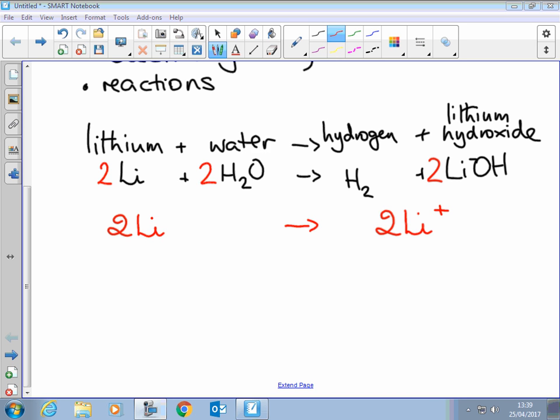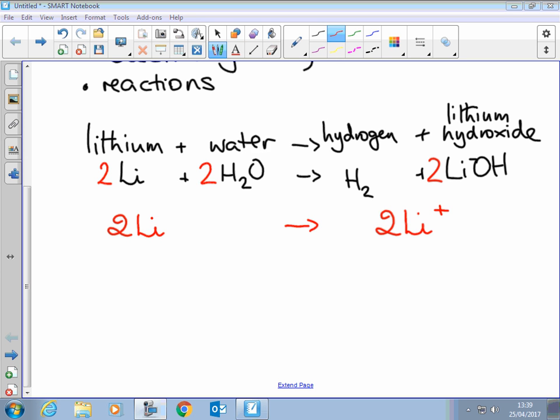Now we have to account for those electrons, and this is what redox chemistry is all about: where are the electrons coming from and going to. As far as the lithium's concerned, it's actually lost an electron. That means it's been oxidized. Oxidation is the removal of electrons, but we'll do all the definitions a bit later. We've got to work our way up to that.